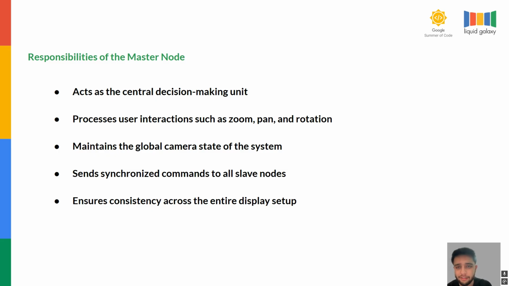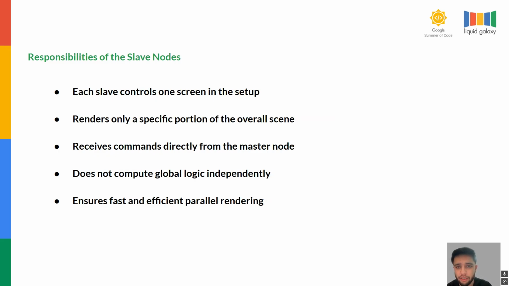Now we'll go to the next slide, responsibility of the slave node. Each slave node controls one screen in the setup. It renders only a specific portion of the overall panoramic scene. Slave nodes receive commands directly from the master node, and they do not compute global logic independently. The design allows fast and efficient parallel rendering.